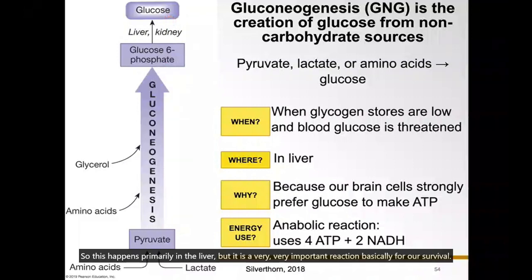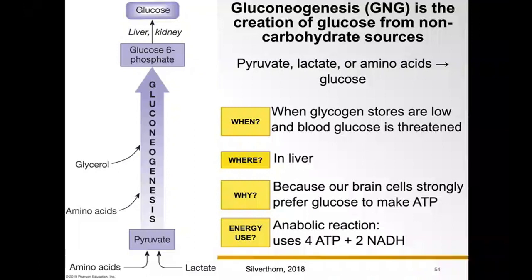So this happens primarily in the liver, but it is a very, very important reaction, basically for our survival. So most cells in our body, if you take your heart cells or your muscle cells, they can use either glucose or lipids to make ATP, right? They'll use whatever is there. They don't have a strong preference. There's one exception, and that is our brain cells. Our brain cells have a very, very strong preference for glucose in order to make ATP.